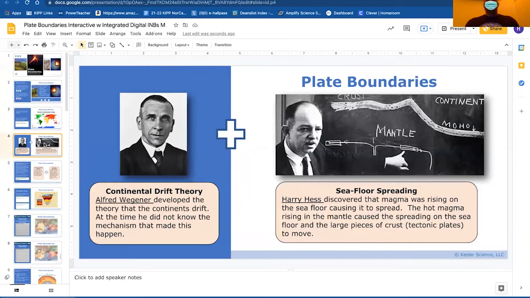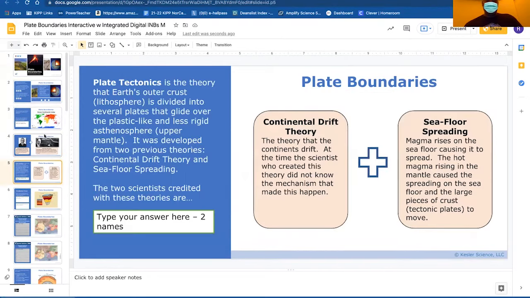This whole thing about plate tectonics came about because of two different theories. One, the continental drift theory from Alfred Wegener. He developed the theory that the continents drift. At the same time, he didn't know how it worked, so it was difficult for science to accept. But later on, Harry Hess discovered seafloor spreading, where the magma in the mantle was rising and causing the seafloor to spread. They ended up putting these two theories together, and that's what makes this up.